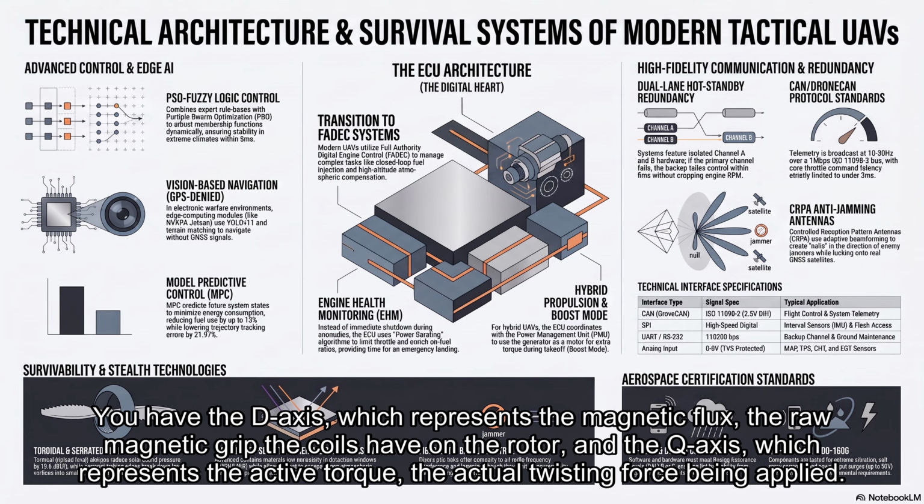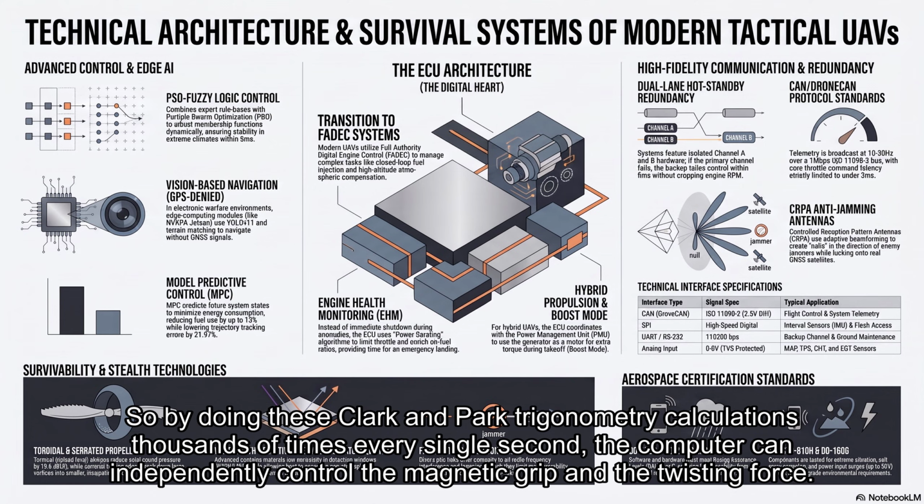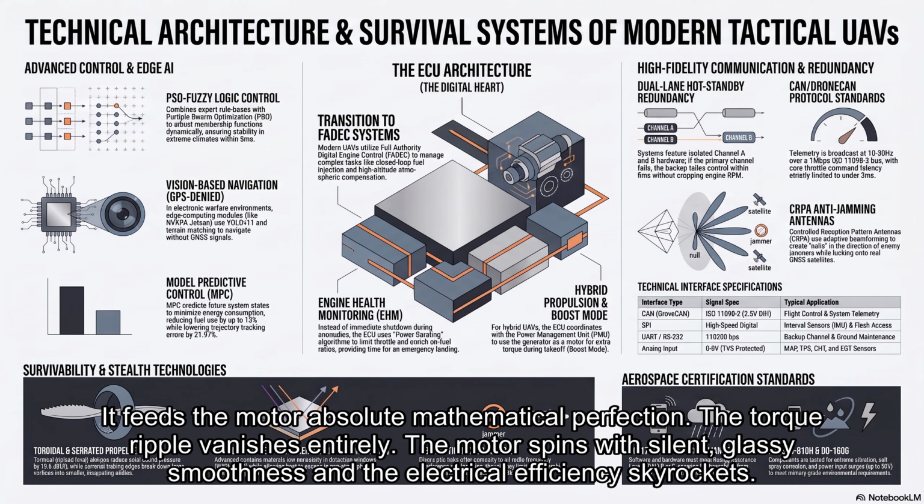You have the D-axis, which represents the magnetic flux, the raw magnetic grip the coils have on the rotor, and the Q-axis, which represents the active torque, the actual twisting force being applied. So by doing these Clark and Park trigonometry calculations thousands of times every single second, the computer can independently control the magnetic grip and the twisting force. It feeds the motor absolute mathematical perfection. The torque ripple vanishes entirely. The motor spins with silent, glassy smoothness, and the electrical efficiency skyrockets.